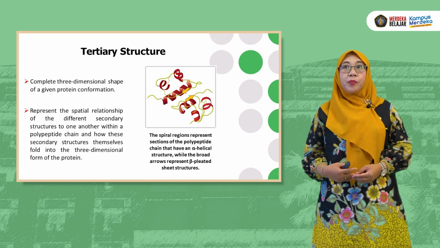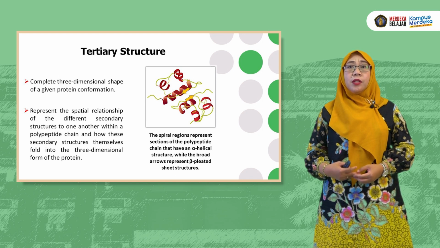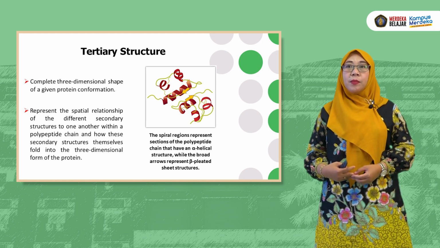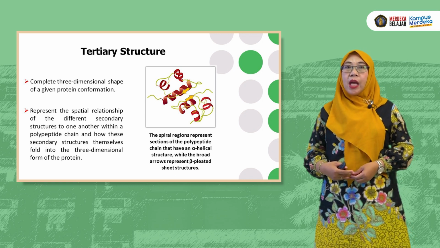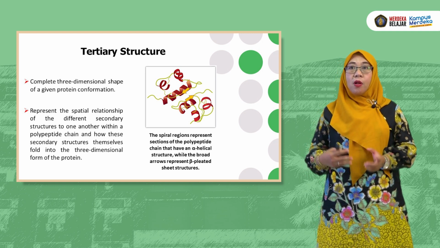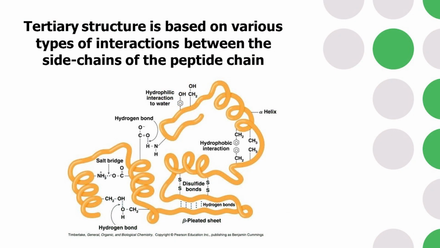The tertiary structure of proteins is the complete 3-dimensional shape of a given protein conformation. The tertiary structure represents the spatial relationship of the different secondary structures to one another within a polypeptide chain, and how these secondary structures themselves fold into the 3-dimensional form of the protein. Tertiary structure is based on various types of interaction between the side chains of the peptide chains. These interactions can be hydrogen bonds, hydrophilic interaction with water, hydrophobic interaction, disulfide bonds, and salt bridges.